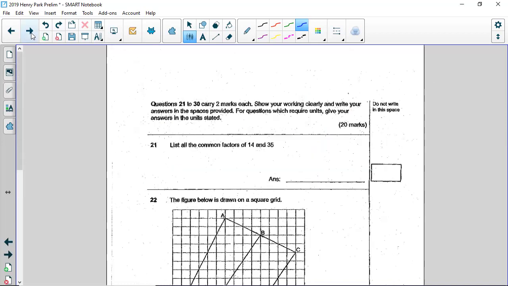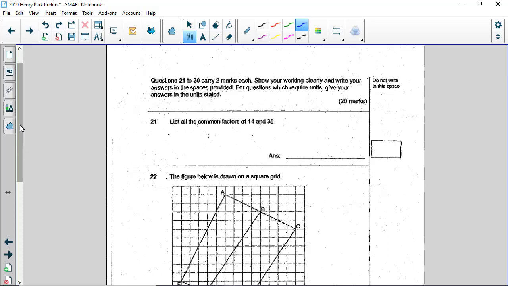Question 21. Okay, list all the common factors. So you have to write down 1 times 14. Okay, there's no shortcut for this. Don't do it in your mind because it's very dangerous. So put all the workings there. 2 times 7 is 14. And then 3 cannot, 4 cannot, 5 cannot, 6 cannot, 7 have already. So stop, right? Don't have to write anymore.